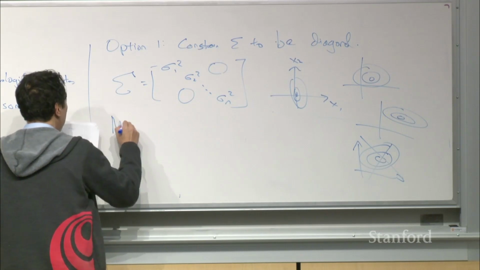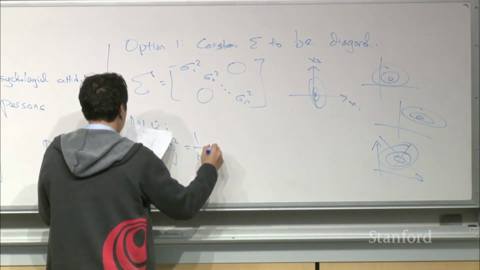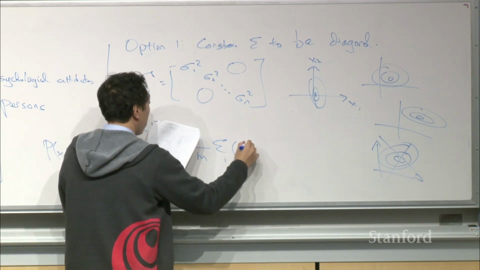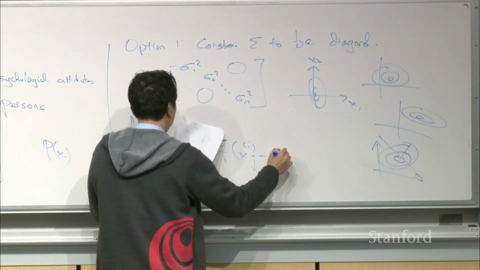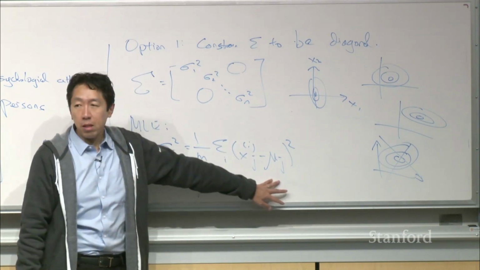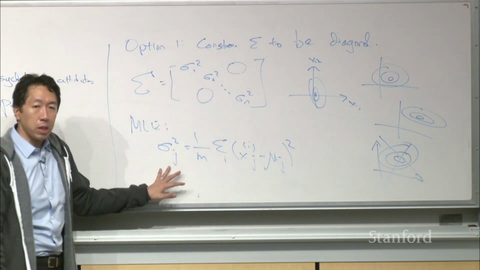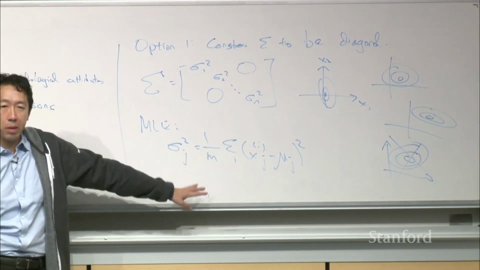And so if you do this, the maximum likelihood estimate of the parameters sigma j is pretty much what you'd expect, actually. The maximum likelihood estimate of the mean vector mu is the same as before, and this is the maximum likelihood estimate of sigma j. This is not a huge surprise, kind of what you'd expect.